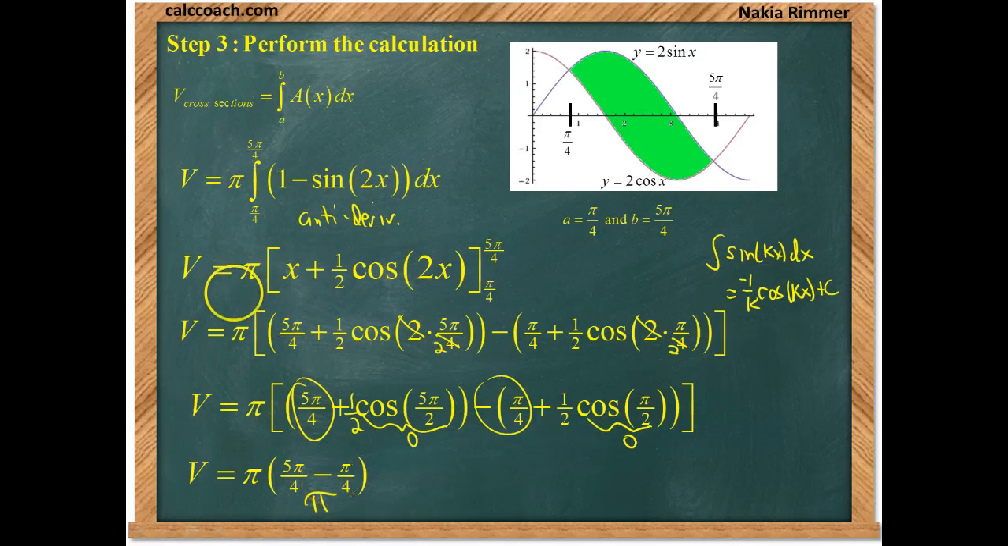But don't forget the pi that was on the outside. Why was that pi on the outside? Not because of the cross-sectional formula. It's because of this area formula inside. Not because of volume of cross-section formula. It's because in this area formula we got A of x to be pi times the quantity of 1 minus the sine of twice x. And so that's where the pi came in. And now we have another pi from integration. So the answer is pi squared.